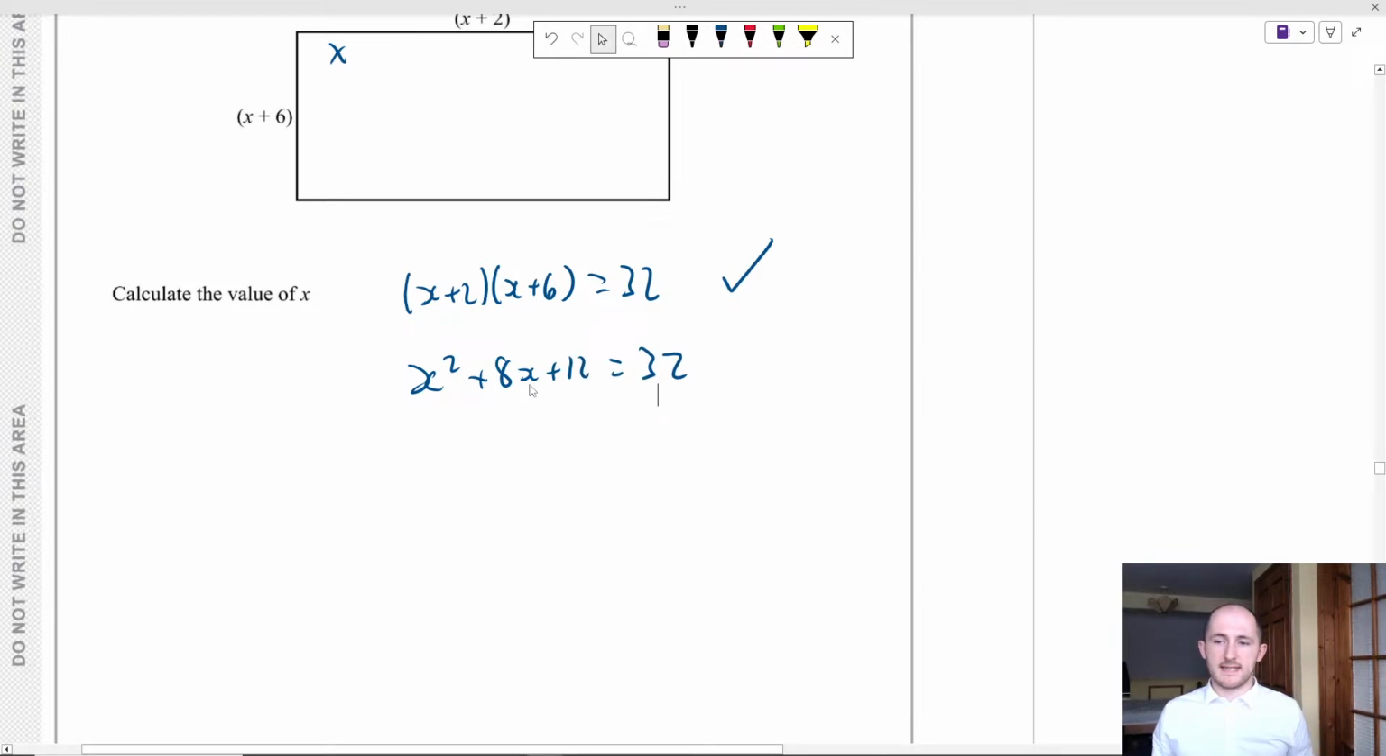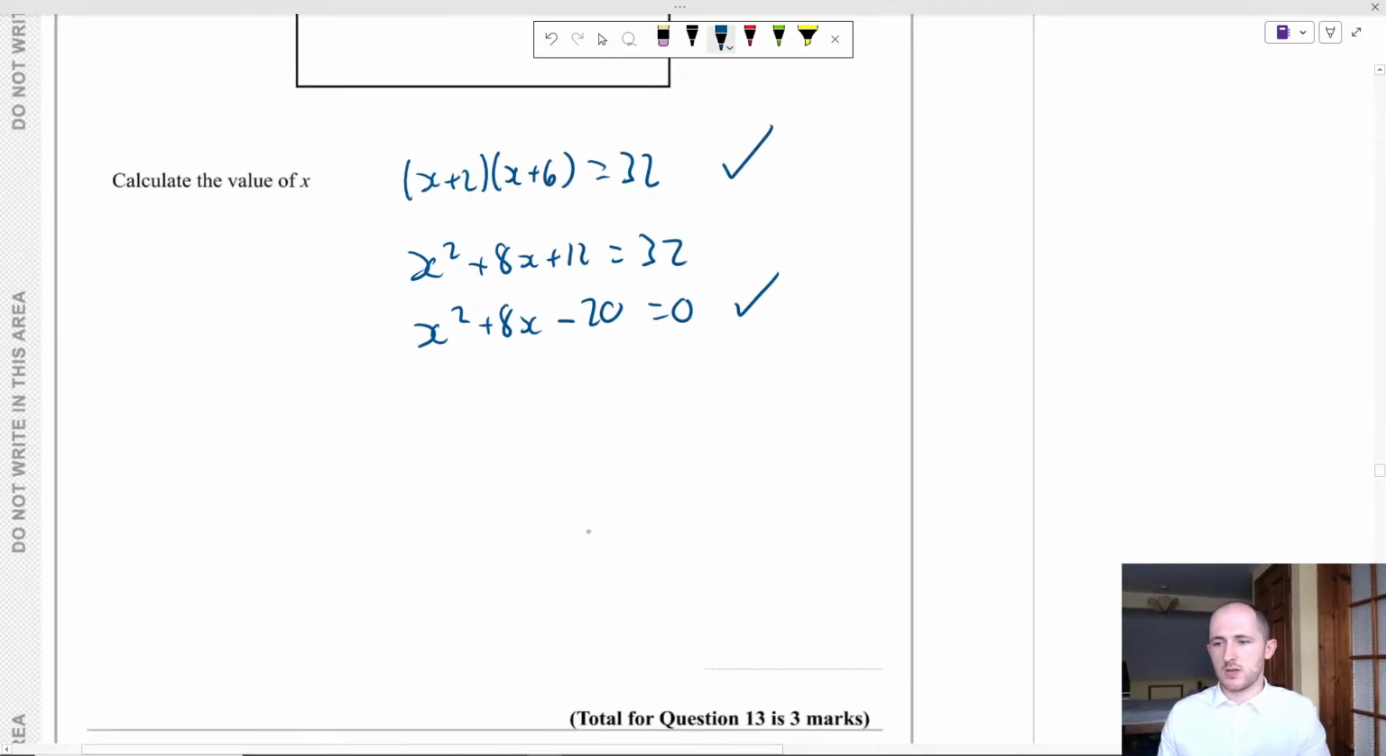Now you have a quadratic and you want to find out what x is. To solve a quadratic, you need to make it equal to 0. So move the 32 to the left-hand side. You get x squared plus 8x minus 20 equals 0. That's your second mark. The third mark is for solving this. So two numbers that times to minus 20 and add to plus 8. That is going to be 10 and minus 2.